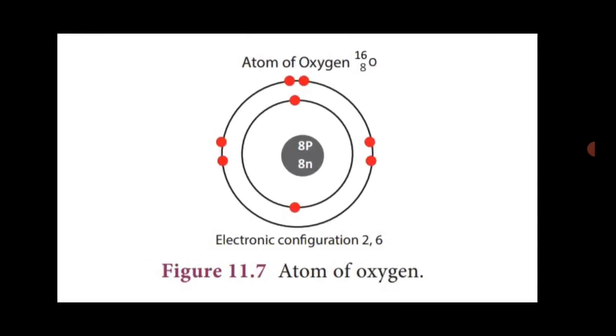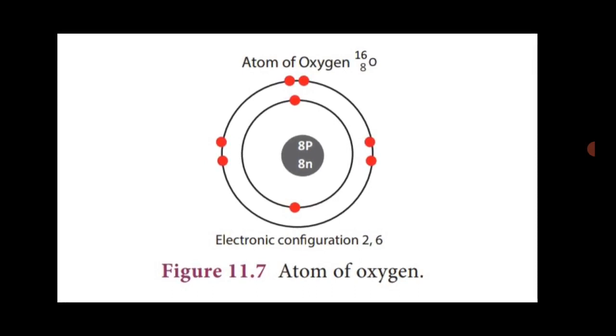The center of the nucleus contains equal numbers of protons and neutrons. The center part, the nucleus, contains protons and neutrons. How many protons? 8 protons. P represents protons, N represents neutrons. So, a nucleus of an oxygen atom contains how many protons? 8 protons and 8 neutrons.